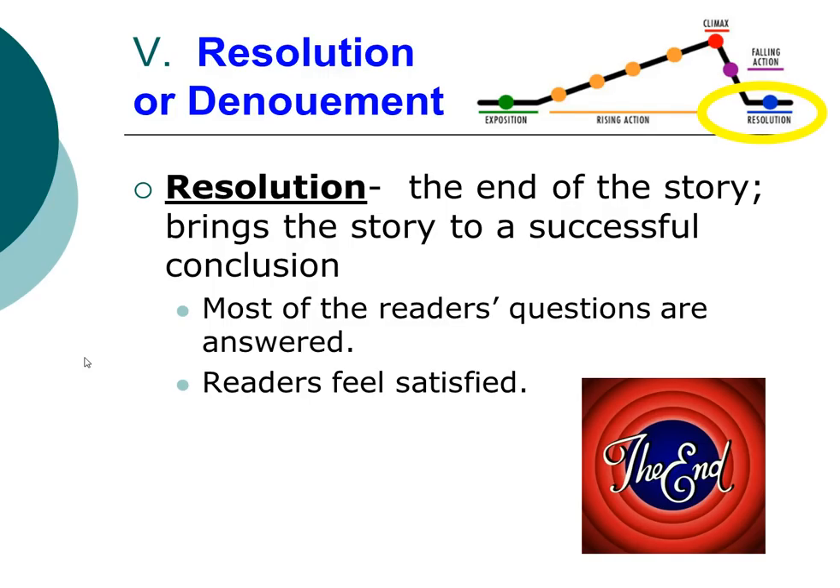And the resolution is the end of the story, and it brings everything to a close. At this point in the story, everything's answered, readers feel satisfied, and like they can close the book or walk away from the short story and get on with the rest of their lives. As we said, different authors approach resolution very differently. So some stories will be more satisfying at the end than others, and part of that is also a matter of opinion. Okay, so our five parts of the plot pyramid again are exposition, rising action, climax, falling action, and our resolution.